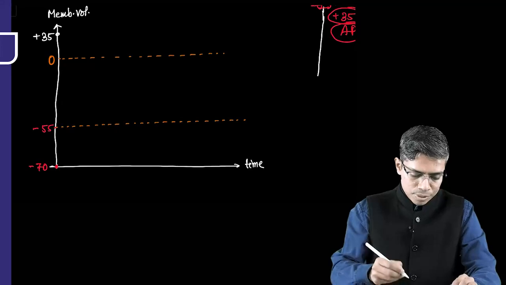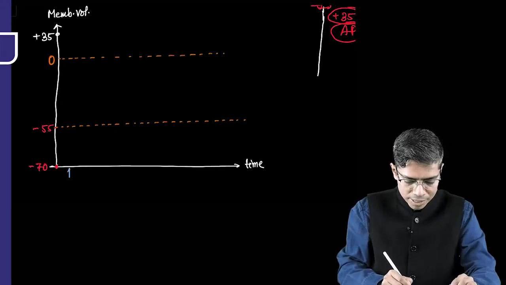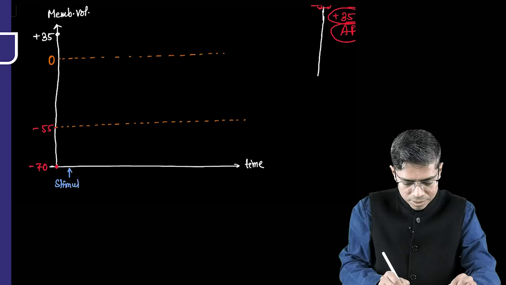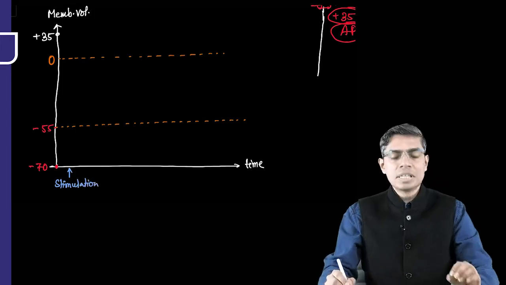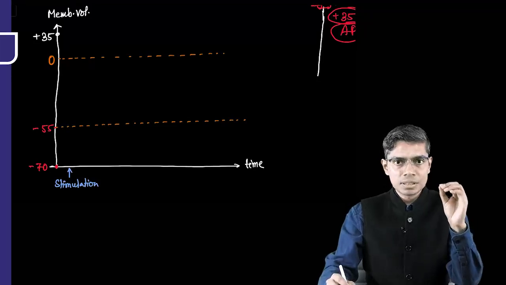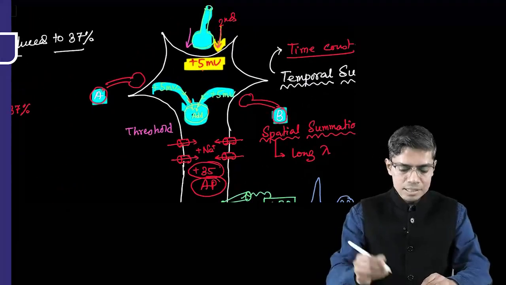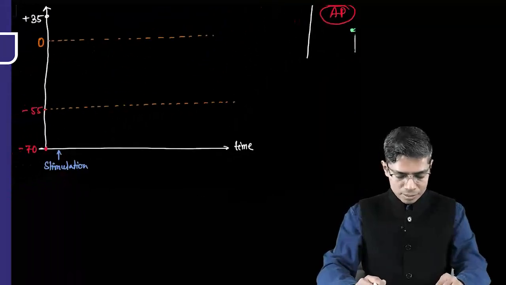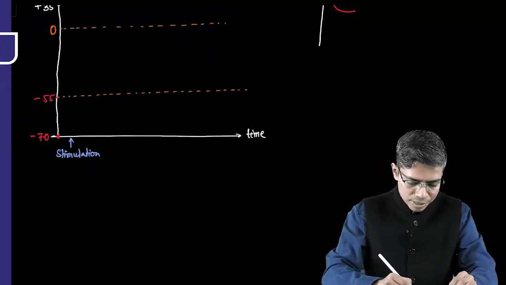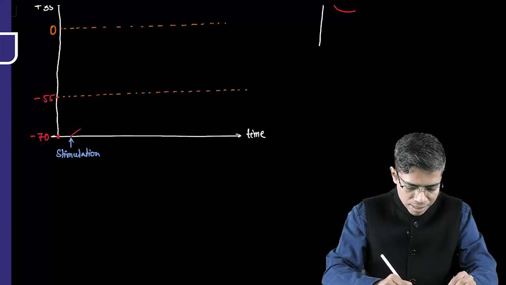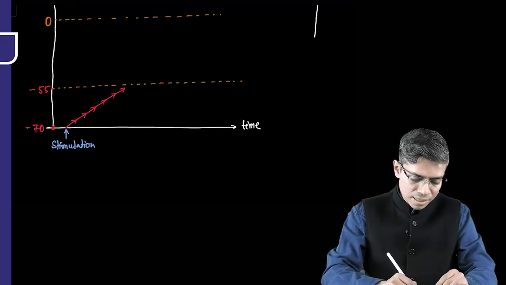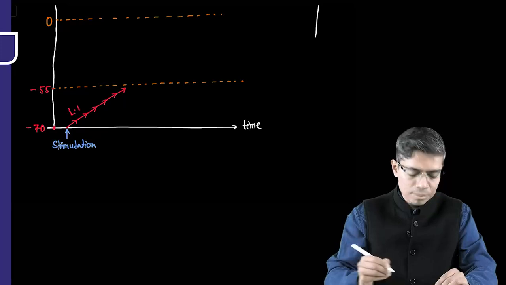So now suppose this is the point from where I have started stimulating the neuron, the stimulation point, right? Whenever you are giving stimulation on a neuron, by this kind of excitatory terminal, what will happen? This membrane voltage will gradually rise towards the threshold voltage. So what is the name of this potential? This is nothing but local potential.